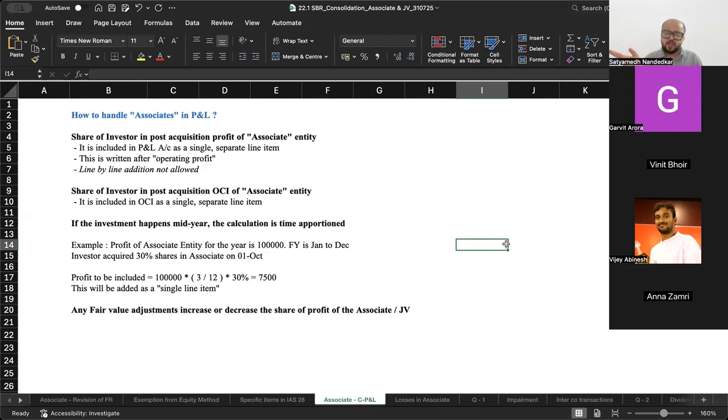Same thing goes for OCI of the associate. The way you calculate the share of the investor in post acquisition profit, you should also calculate the share of the investor in the OCI. Okay, if the investment happens mid year, the calculation is naturally time apportioned.